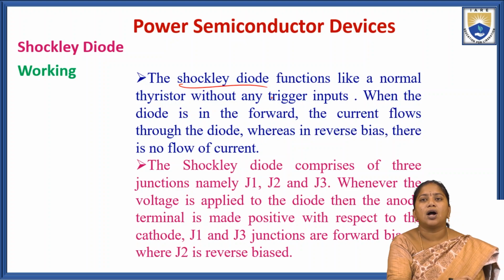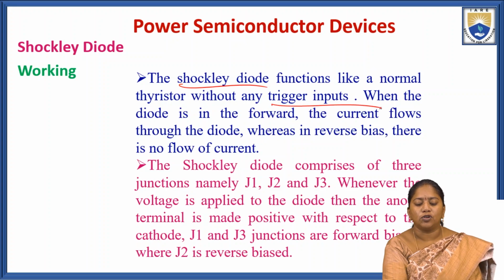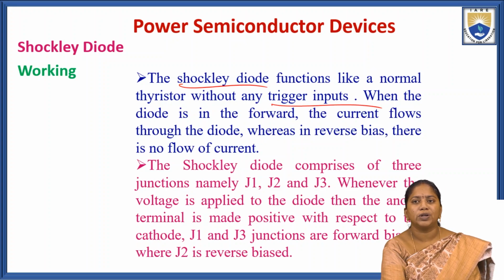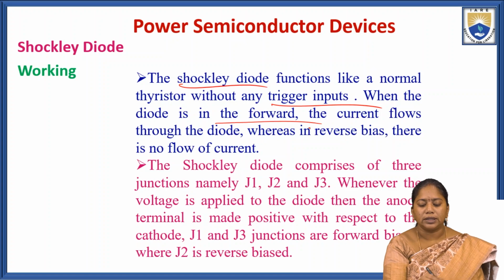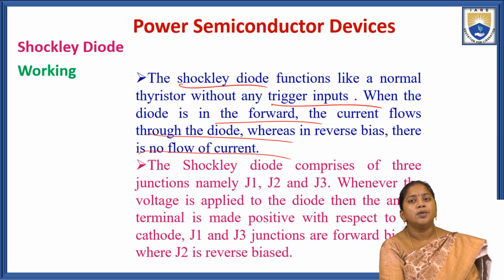So, working of the Shockley diode. The Shockley diode functions like a normal thyristor without any trigger inputs. When the diode is forward biased, the current flows through the diode, whereas in reverse bias, there is no flow of current, as usual in a PN junction.